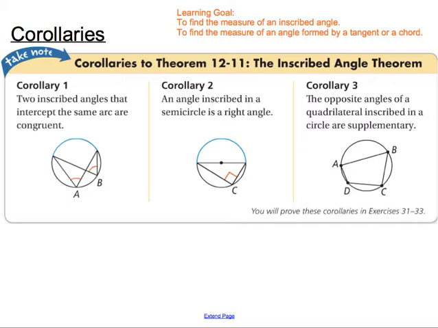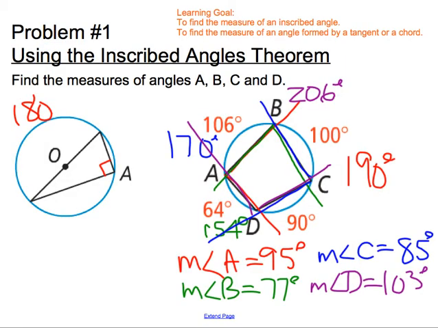And then the third corollary states that the opposite angles of an inscribed quadrilateral are supplementary. So if we go back one example, you'll see that the 95 and the 85 do in fact add up to 180. And angle B and angle D, also opposite angles, 77 plus 103 is 180.